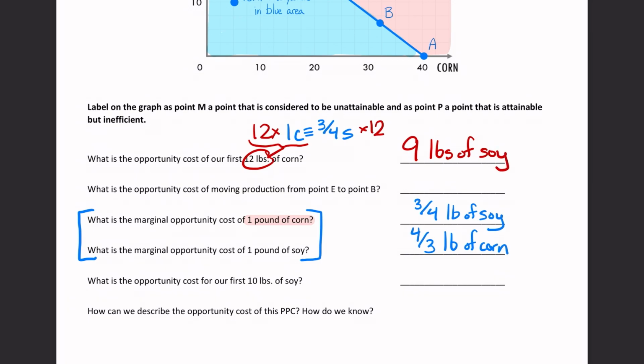Or also what you can do is you can do 3 times 12, right? And it would get you 36, 36 over 4. Then you get the 4 out of there and it becomes 9 pounds of soy.